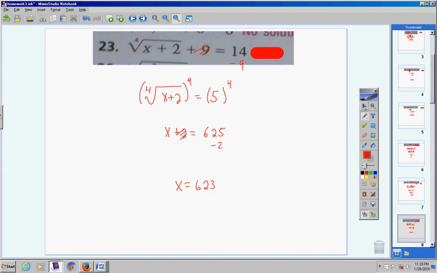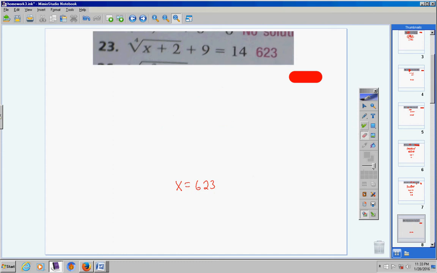Alright? Now let's check that and make sure we're accurate. Right here for x, I'm going to put 623. 623 plus 2 is 625, plus 9. Now the 4th root of 625, type into your calculator, you'll see it's 5. So 5 plus 9 is 14. 14 equals 14. It checks. Alright, moving on to 25.